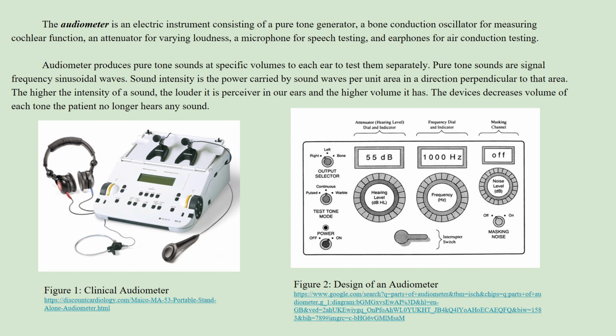The audiometer produces pure tone sounds at specific volumes to each ear to test them separately. Pure tone sounds are single frequency sinusoidal waves. Sound intensity is the power carried by sound waves per unit area in a direction perpendicular to that area. The higher the intensity of a sound, the louder it is perceived in our ears and the higher volume it has. The device decreases the volume of each tone until the patient no longer hears any sound.